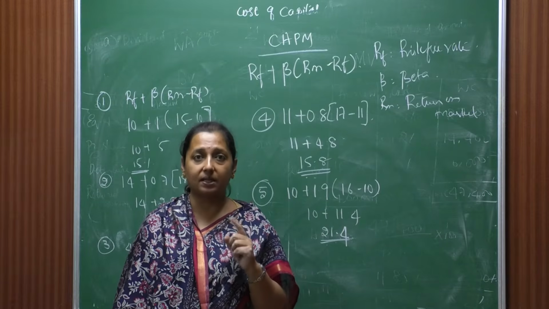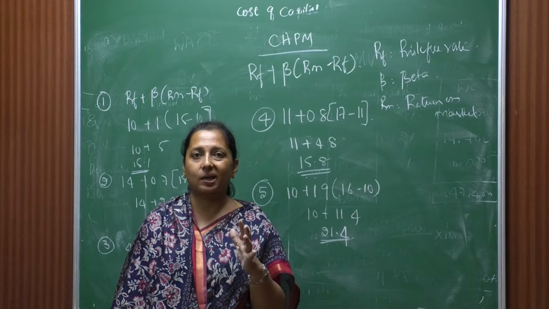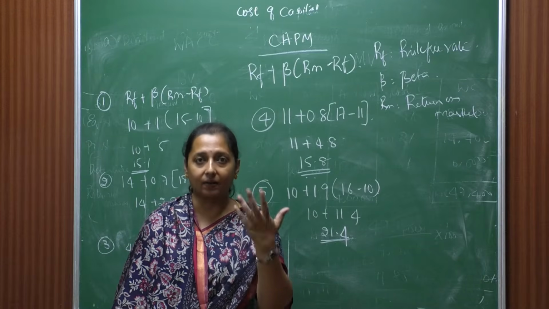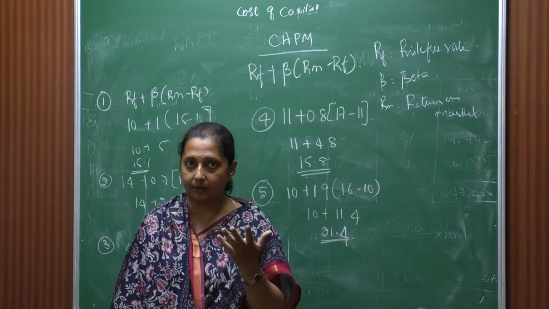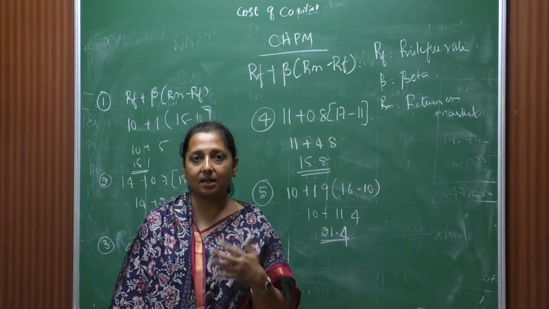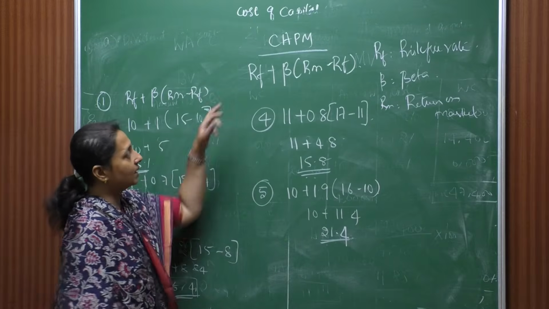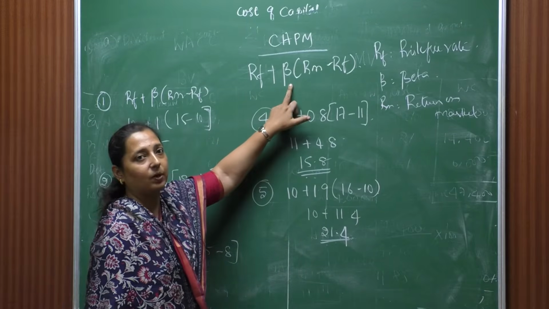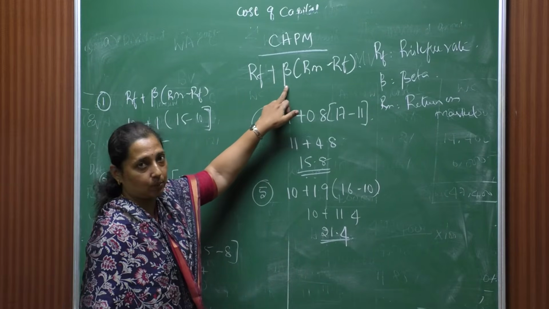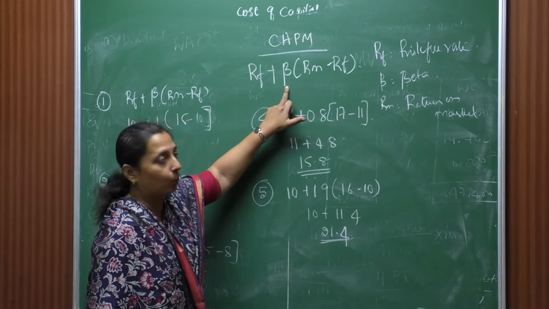Beta 1 represents average risk. If beta is more than 1, it means that it is high risk and we get a high return. If beta is less than 1, that means low risk, low return. That is how we try to focus. So the capital asset pricing model tries to find out a relationship between risk and return for individual securities, that is, an individual company or a group of companies.